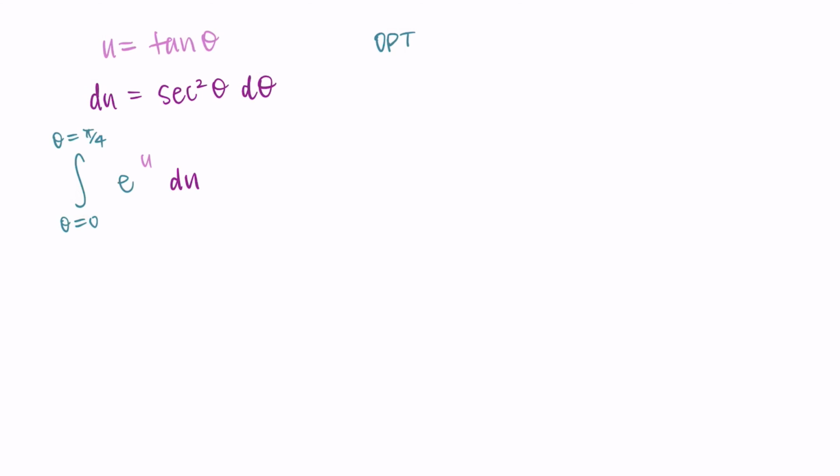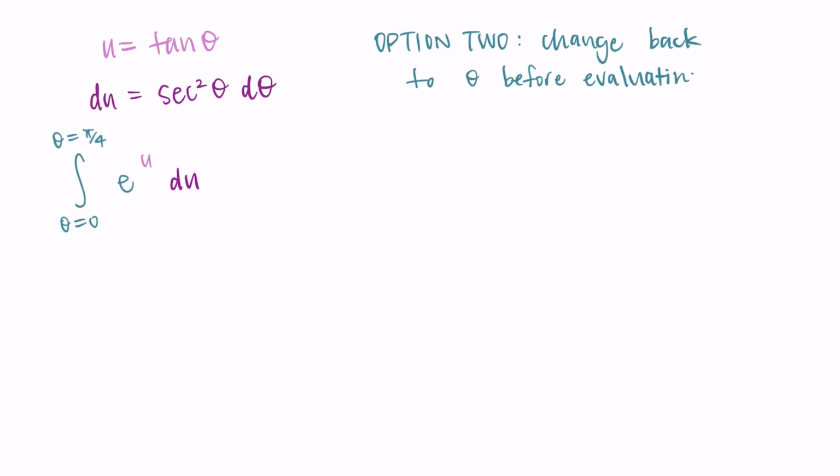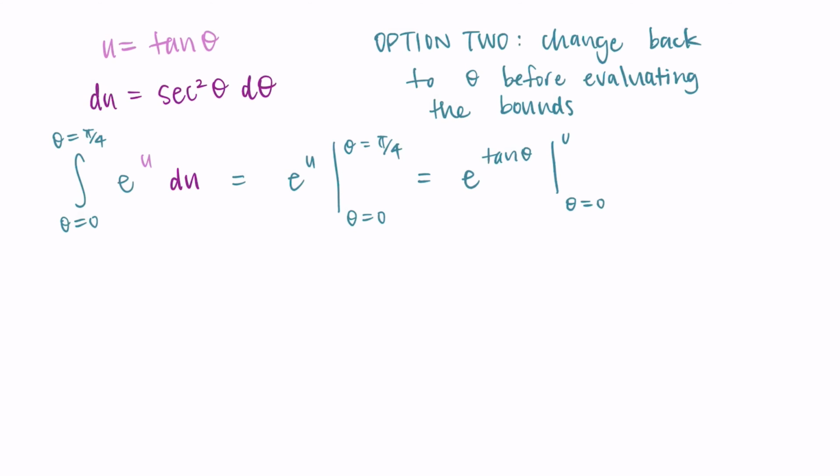Let's try it again with option 2. So remember, option 2 is where we change back to theta at the end before evaluating the bounds. So here I'm just going to go right ahead and integrate even though I have thetas as my bounds. So I'm getting e to the u as my antiderivative of e to the u. Now I'm going to replace u with the substitution. So I have e to the tangent theta, and I'm evaluating this from 0 to pi over 4.